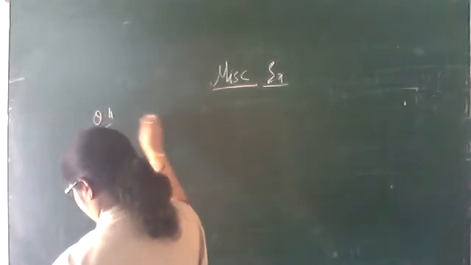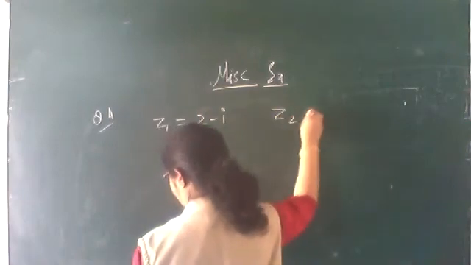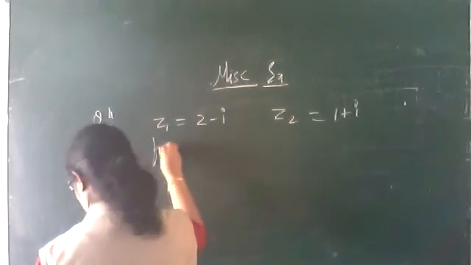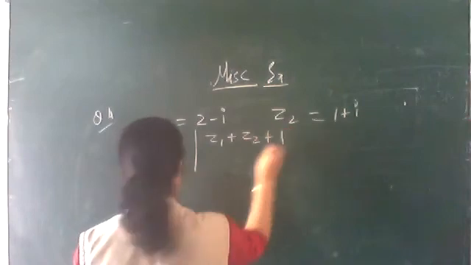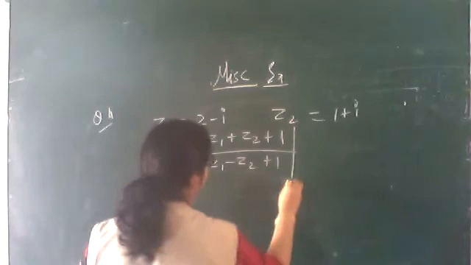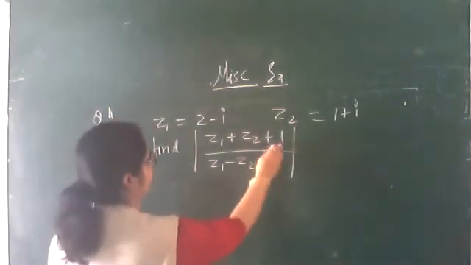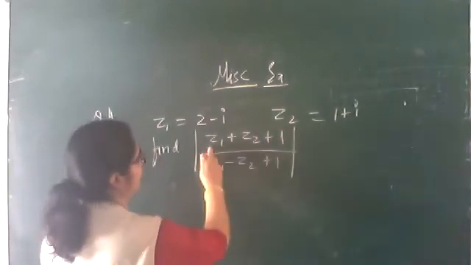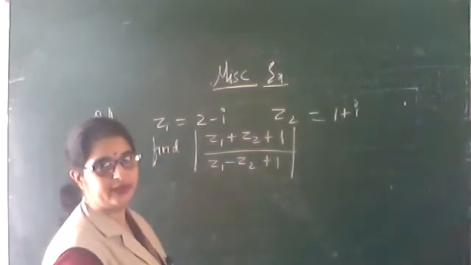No, ma'am. Z1 is equal to 2 minus iota. Z2 is equal to 1 plus iota. Now they are asking to find the modulus of Z1 plus Z2 plus 1 upon Z1 minus Z2 plus 1. You have to find the value of Z1 plus Z2 plus 1 and Z1 minus Z2 plus 1, whole modulus. So first we will find the value of the numerator separately, the denominator separately, then we will find the mod of it.